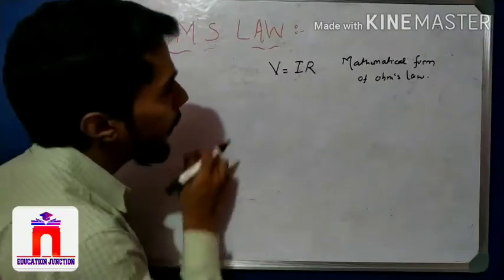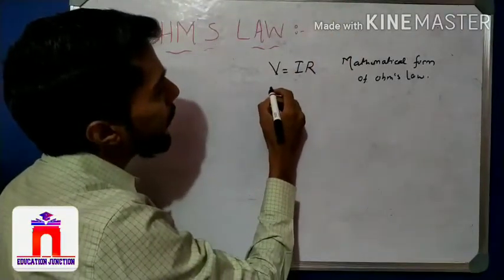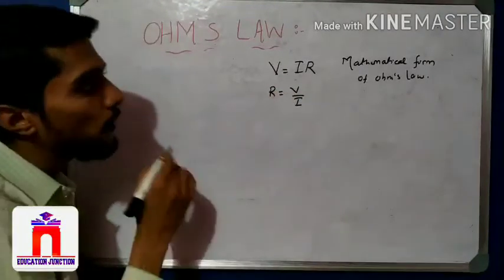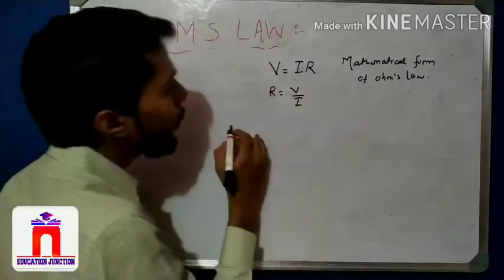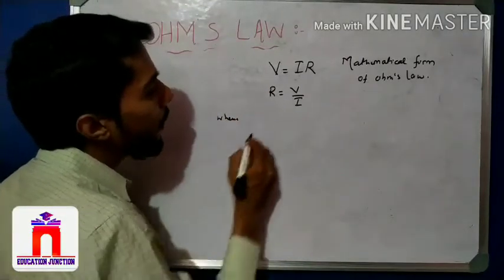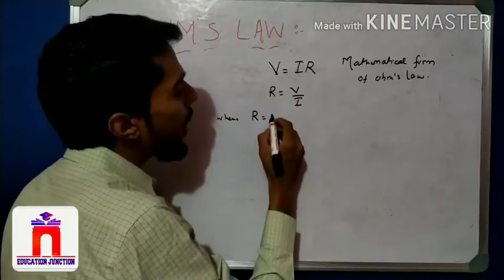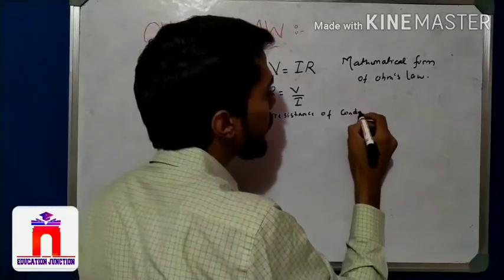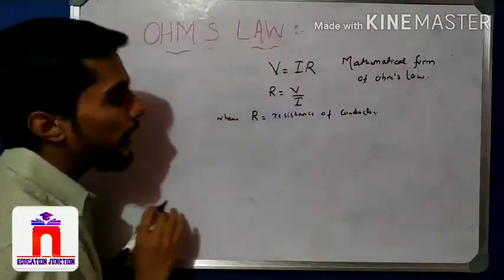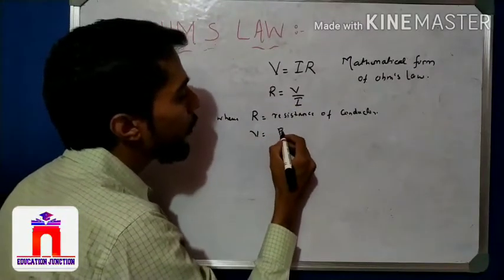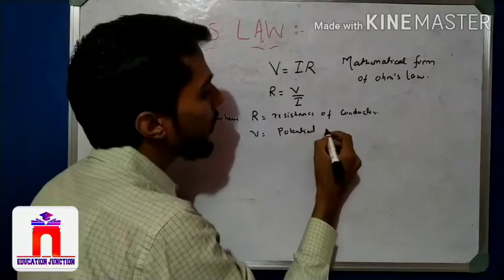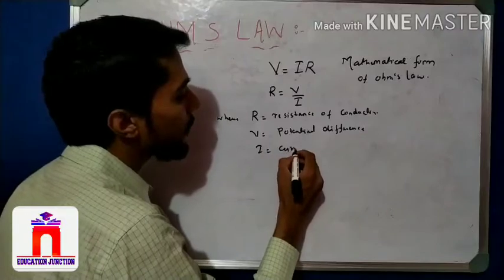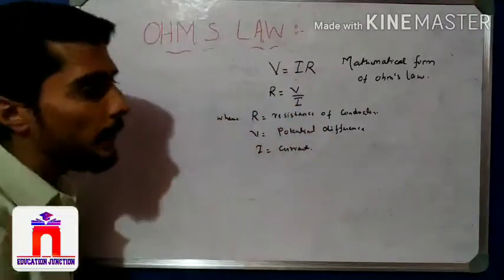Okay, students. Now I can take here R is equal to V by I. That is also important. This is one formula. Now here, students, I can write one by one. What is R here? R is the resistance of a conductor. It is the opposite force, resistance of a particular conductor. Now what is V? V is equal to potential difference. And what is I? I is equal to current. I is electric current or simply current, students.